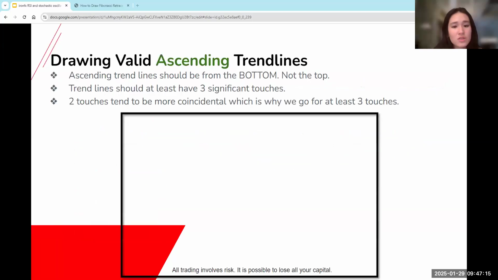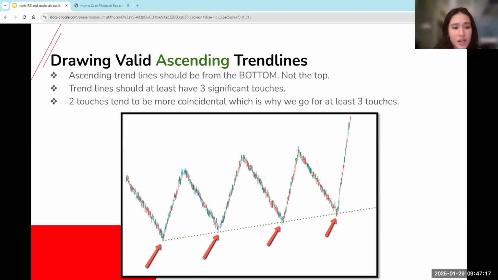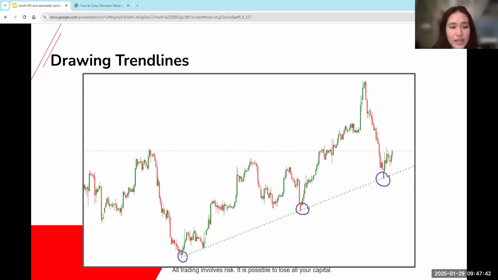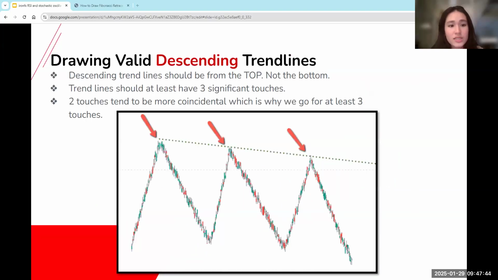Okay, so now that we're talking about trend trading, the most basic would be how to draw valid ascending trend lines. I talked about this slightly earlier, that trend lines should have at least 3 significant touches. And for ascending trend lines, it should be from bottom to top. Something like this or like this. Descending trend lines should be from the top as well.